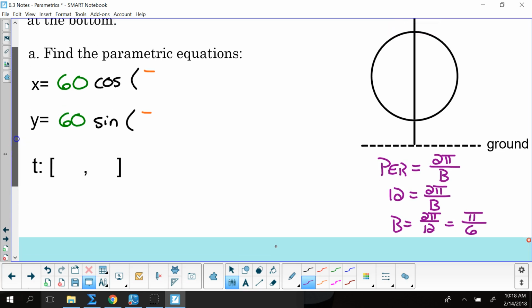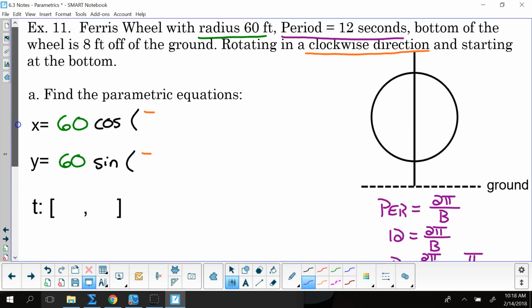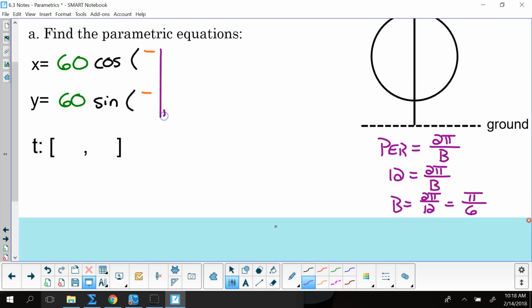Okay? So that gives me my, we'll go up there, negative, whoa, whoa, whoa! We're getting all funky.